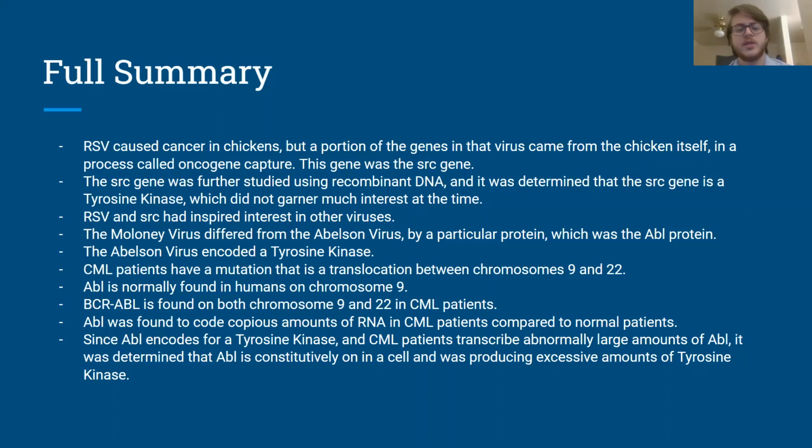And they put it all together. They said, okay, we have proteins that are causing cancer. They're tyrosine kinases, and ABL is a tyrosine kinase. It's found in CML patients. It's transcribing in excess, or constitutively, in the cell, and therefore it's producing excessive amounts of tyrosine kinase. So they discovered that BCR-ABL is what's leading to heightened tyrosine kinase activity in these CML patients. And that's essentially how research on chickens led to the understanding of heightened tyrosine kinase activity in CML patients.